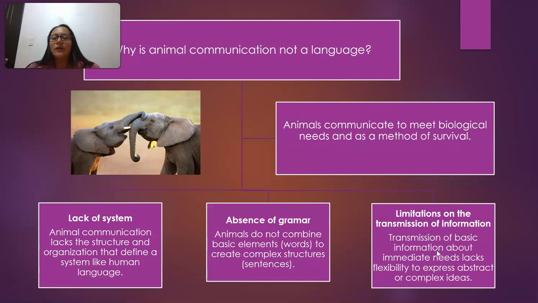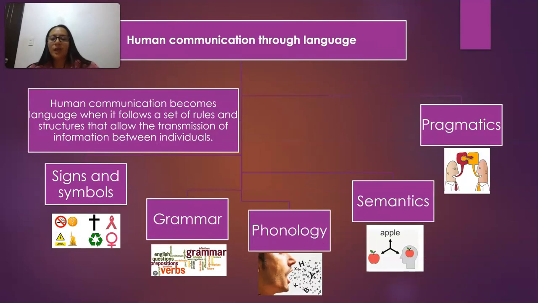For example, if I am sad, I am able to communicate to my family or my friends how I feel, and to do that I use complex ideas, abstract ideas. The animals cannot do this.